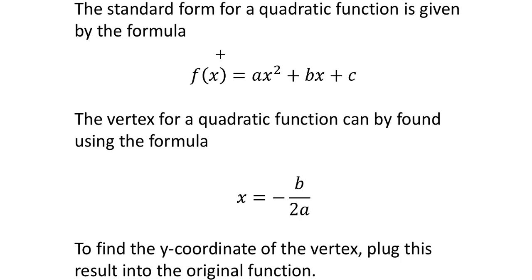The standard form for a quadratic function is given by the formula f of x equals ax squared plus bx plus c. We have seen this expression previously in this course. It is the quadratic expression. We learned to factor things like this. We learned to solve equations with things like this. So it's ax squared plus bx plus c. That is your standard way of writing something quadratic.